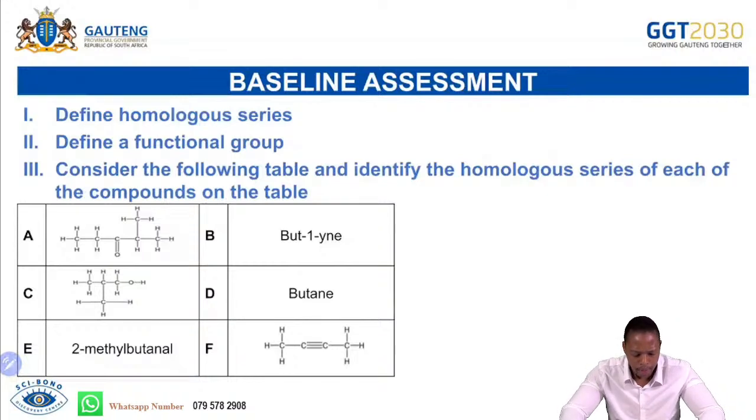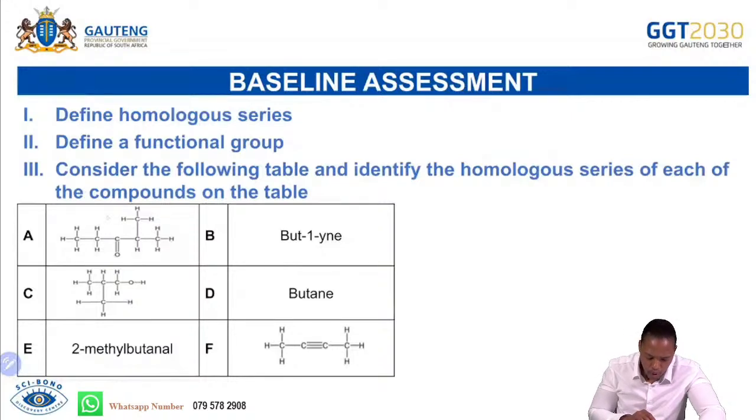First question would be, can you define a homologous series? The next one, define a functional group. And the next one, consider the following table and identify the homologous series of each of the compounds. So you look at the table, you say, what will be the homologous series of each of these compounds? To what homologous series does compound A belong? To what homologous series does compound B belong? To what homologous series do compounds C, D, E, and F belong?